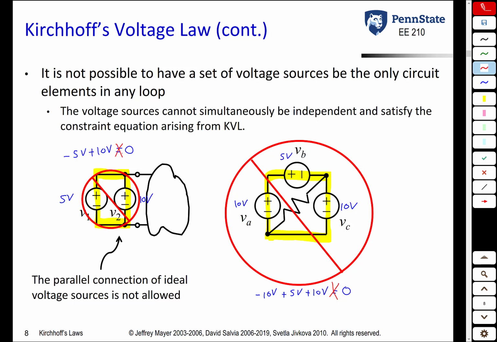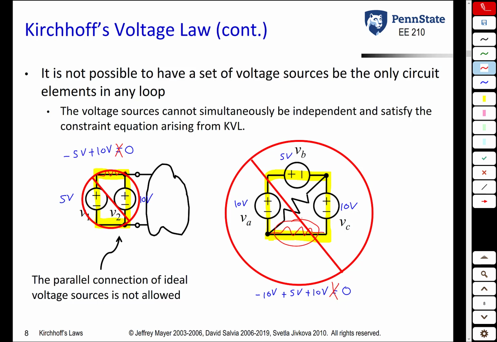So the bottom line is, in a circuit, you will need to avoid the situation where you have any loop consisting only of voltage sources. Now, as long as there's at least one other component in there, for example, a resistor there or a resistor here, then you no longer have this problem because the resistor's voltage is determined a different way, and that could be adjusted so that you get the voltage drops adding up to 0. So you cannot have a parallel connection of ideal voltage sources, and you cannot have a loop where the only components are voltage sources.